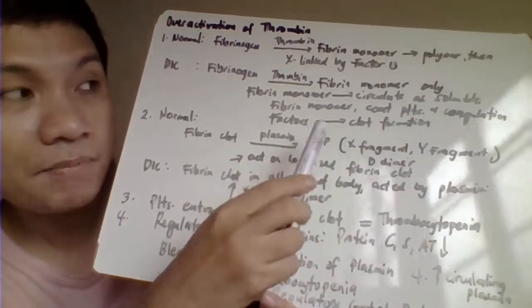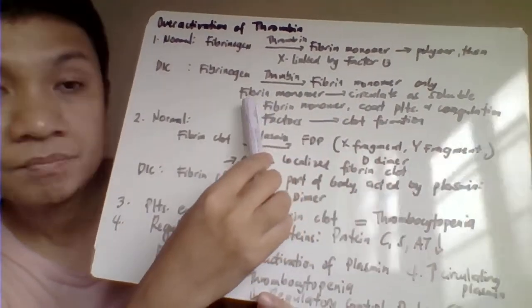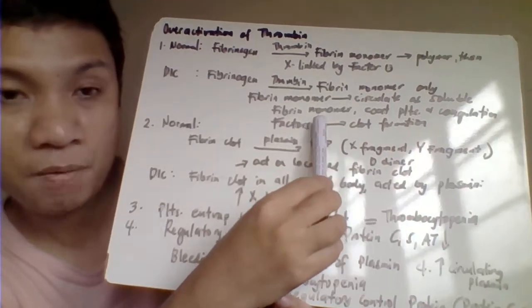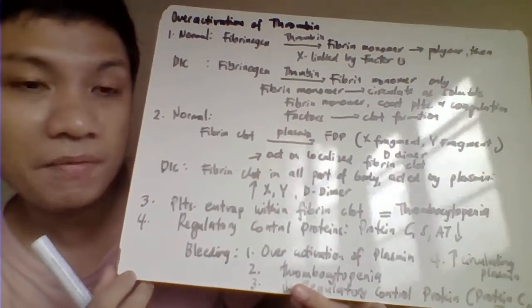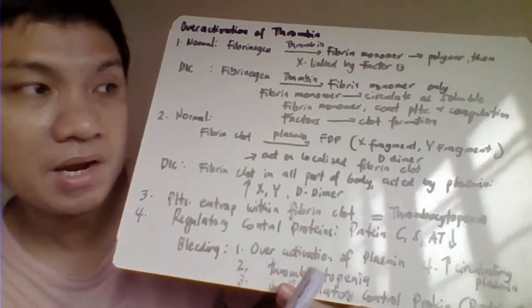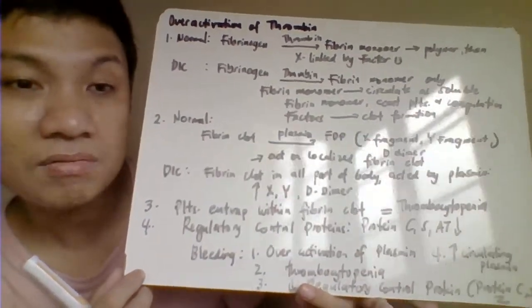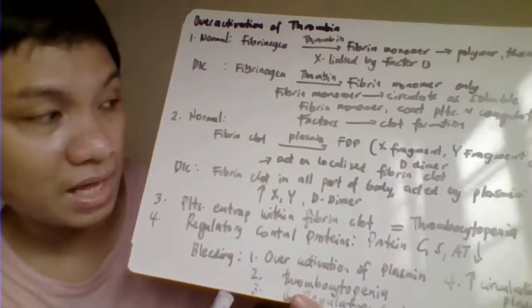And therefore, dadami ang ating fibrin monomer which circulates in our blood circulation as insoluble fibrin monomer. This insoluble fibrin monomer will eventually try to coat your platelets or even coagulation factors, and that results in the clotting process because of that.